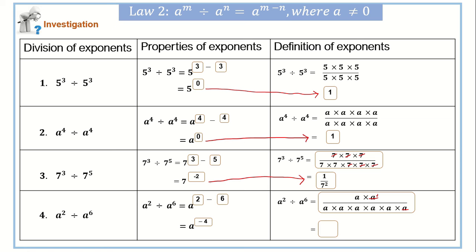Like how we have seen before, we get this a divided by this a, we get 1. This a divided by this a, we get 1. Now we remain with 1 out of a times a times a times a, and this means 1 out of a to the power of 4. So a to the power of negative 4 is the same as 1 out of a to the power of 4.